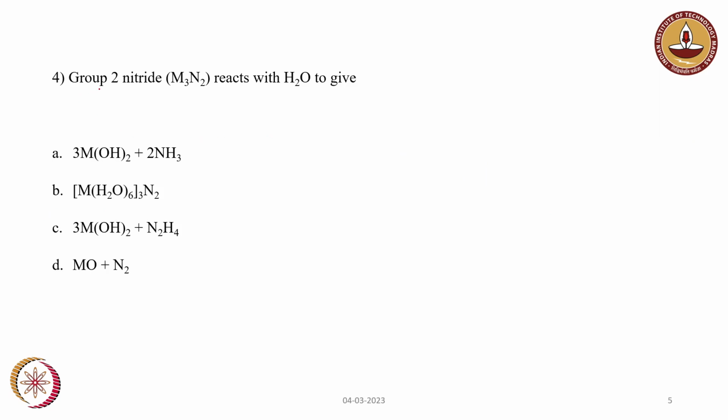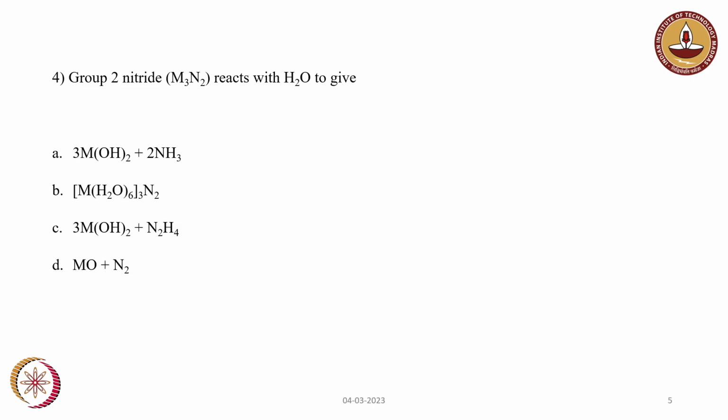Next question is: group 2 nitride M3N2 reacts with water to give. Option A is 3 metal hydroxide plus 2 NH3. B is a hexacoordinated complex of water with metal and nitride. Option C is 3 metal hydroxide and N2H4, and option D is metal oxide and N2.